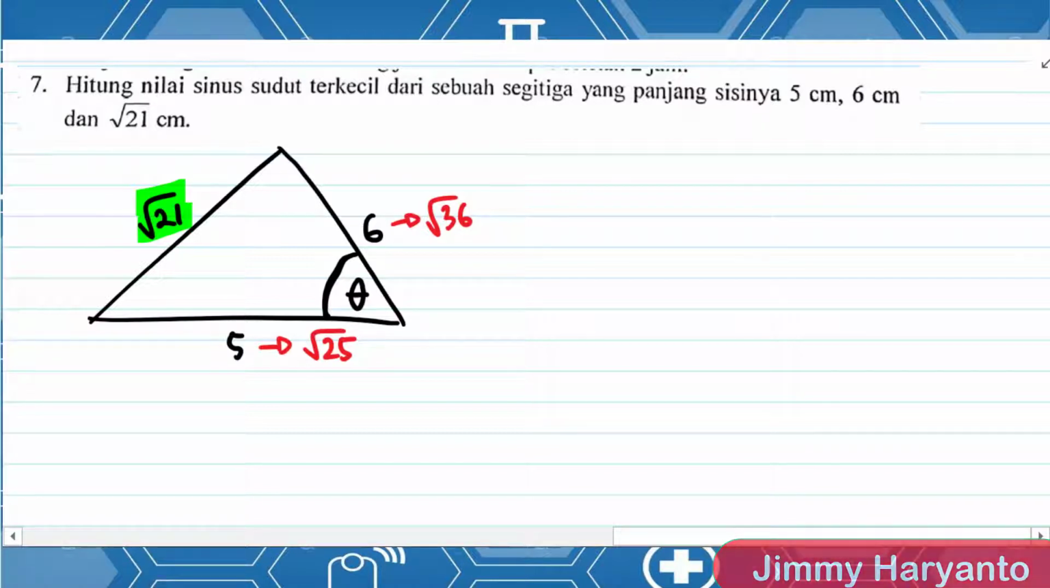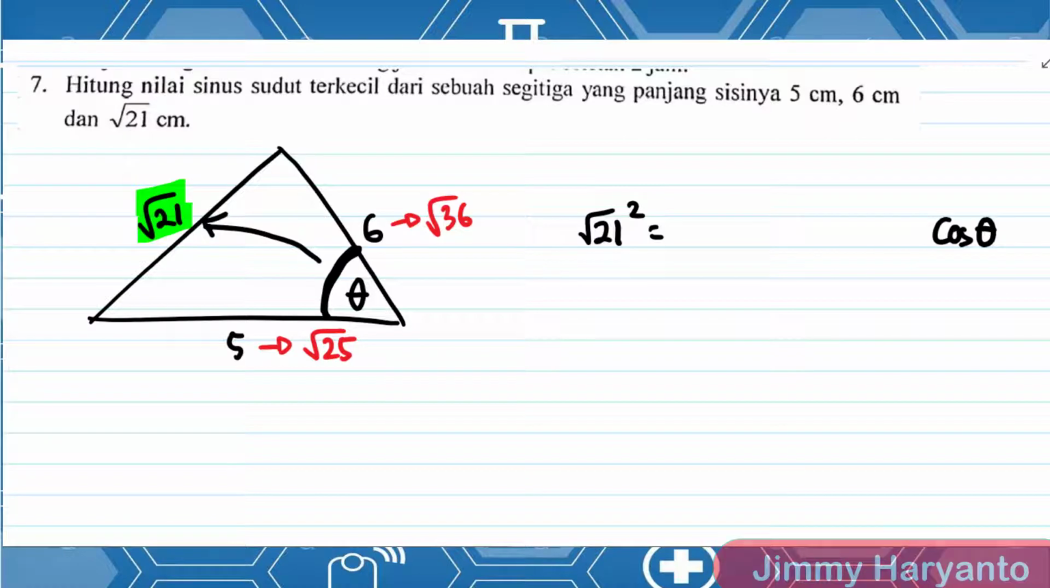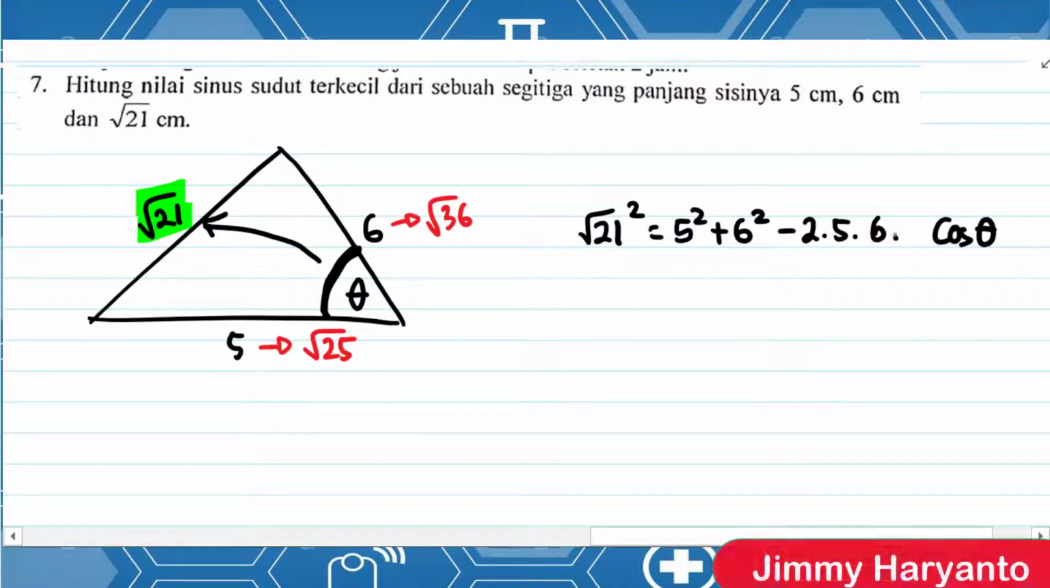So the question wants us to find sin theta, the smallest angle. For this one, I will use the cosine rule first. Why the cosine rule? Because I only have this one angle right here. The side opposite the angle is square root of 21. So square root of 21 squared equals, at the back it will be cos theta. Then I will write the rest, which is 5 and 6: 5 squared plus 6 squared minus 2 times 5 times 6 times cos theta. That is how to use the cosine rule.